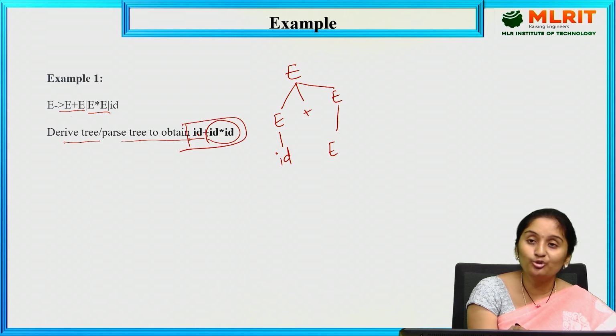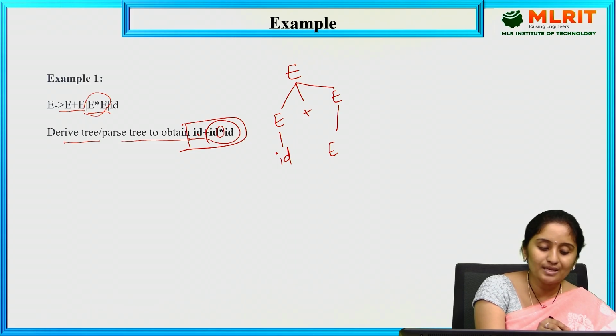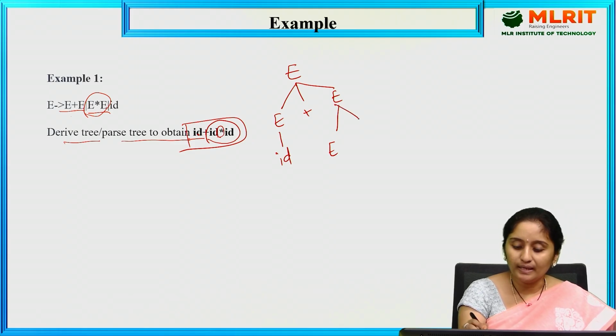Because I am having two more characters there, that is nothing but ID into ID. So here the operator I am having is the multiplication operator. That is the reason I am going to take this production rule E star E.